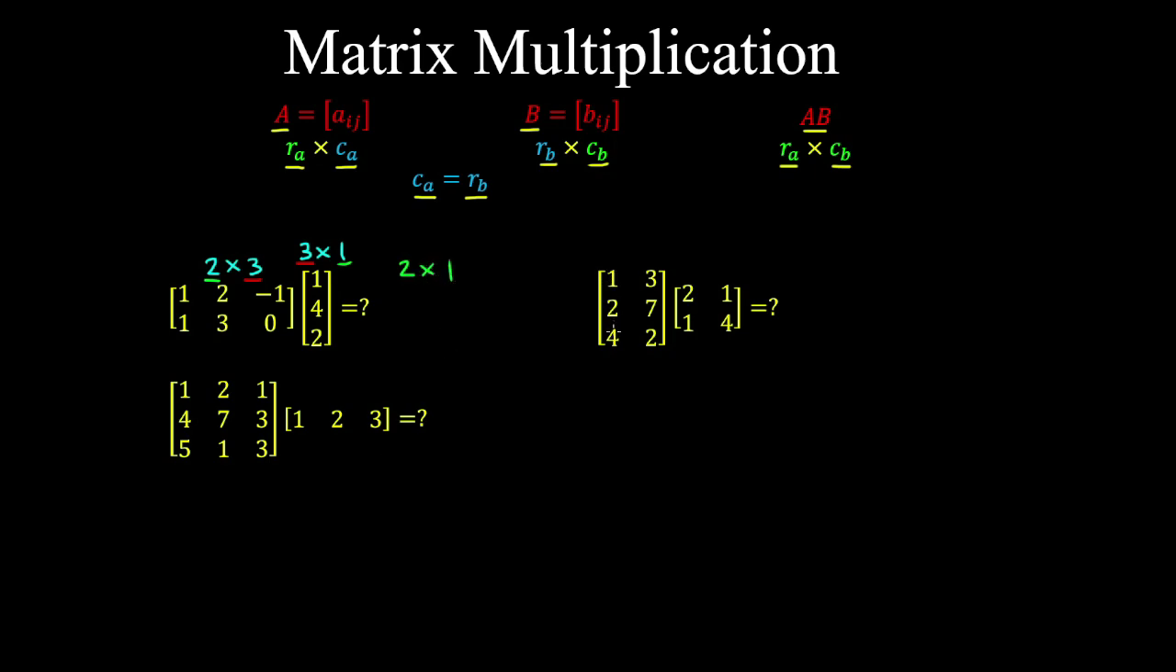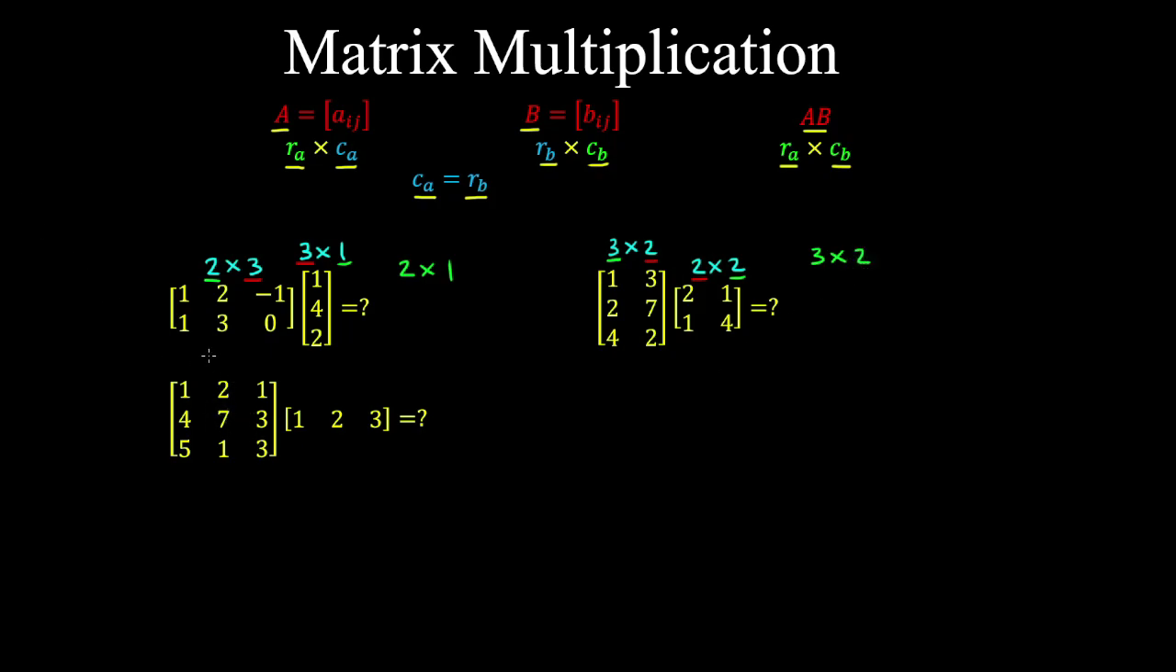And for this example here, we have 3 rows and 2 columns in matrix A, and 2 rows and 2 columns in matrix B. So the number of columns in A is equal to the number of rows in B, so this multiplication is valid, and our resulting matrix will have 3 rows and 2 columns.